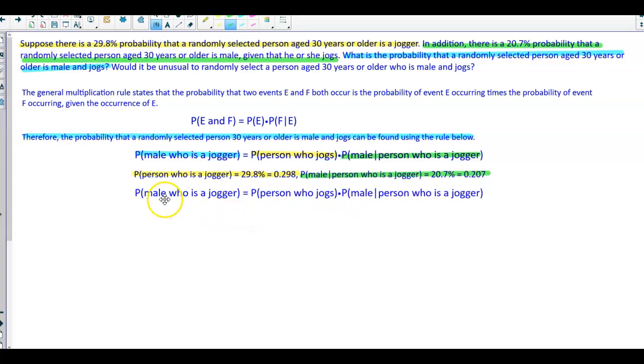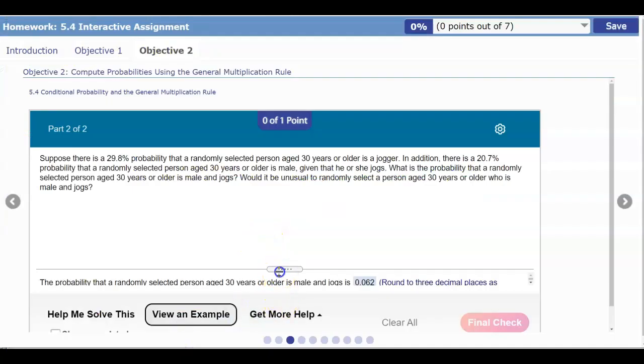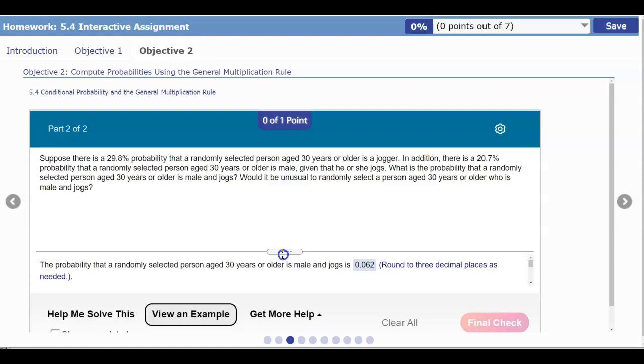So now we want to find the formula. The probability of a male who is a jogger is equal to the probability of a person who jogs times the probability of a male, given that the person is a jogger. So we're going to put in our values. We have 0.298, and we're multiplying that by 0.207. Then we get the following amount, which we need to round to 3 decimal places. So we get 0.062, rounded to 3 decimal places.